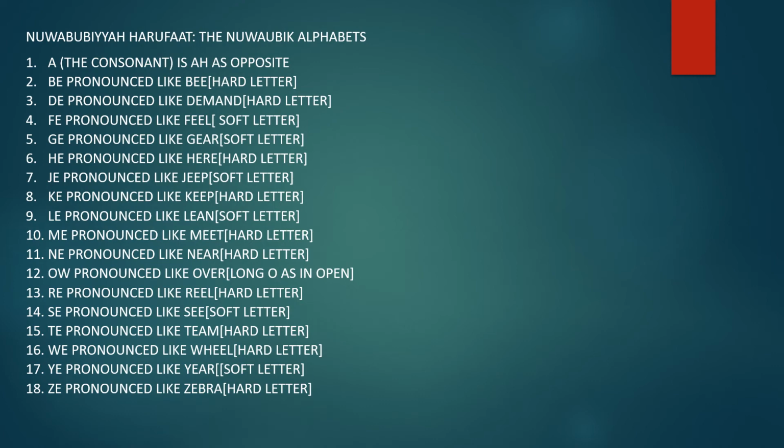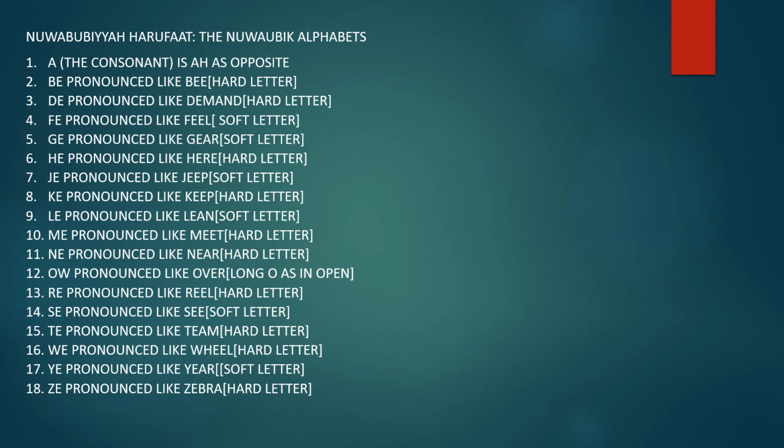So the 18th letter in the Nuwaubik language is Z. And it's pronounced like zebra. And this is a hard letter. So when an A comes after it, it creates the sound za, as in the word for go, zahub. Zatub. That's not a word, zatub. It may be, I don't think so, but zatub.